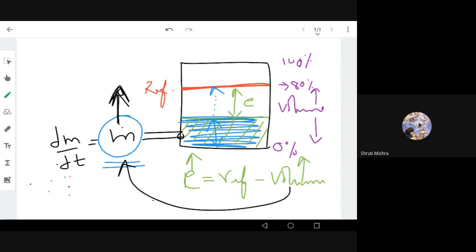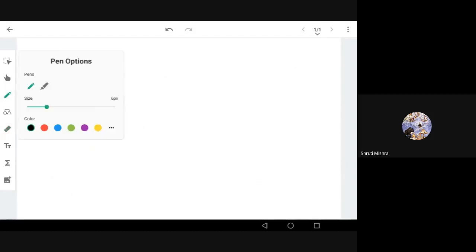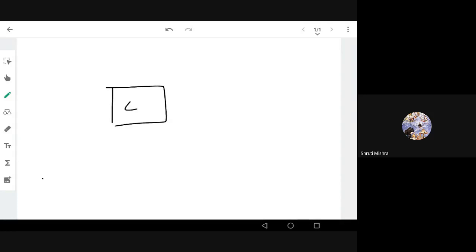Okay, so this is yesterday's example. Now let me draw the model. So let this be the model. We have a controller. This is the controller. Okay, we need a controller. Now what is the input to the controller? Input to the controller is the error, right? How much is the current error? Based on the error, the controller will give some output.